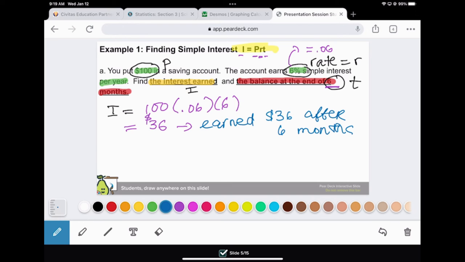So you put $100 in the bank. The interest rate is 6%. So after 6 months, you will earn $36.